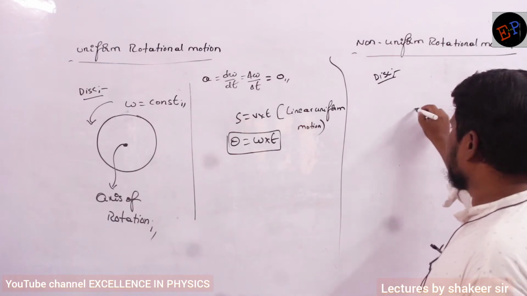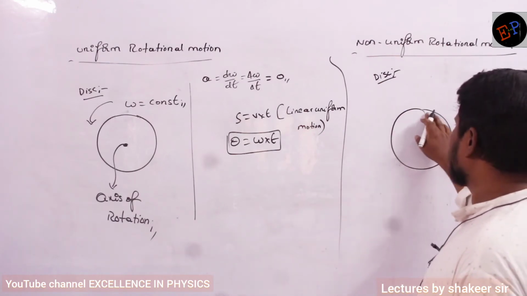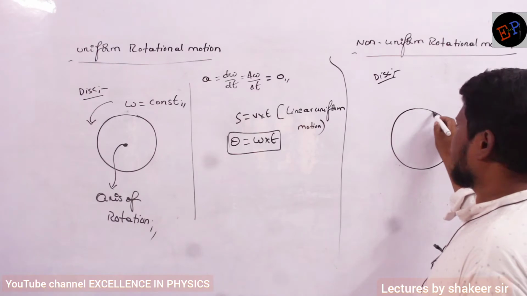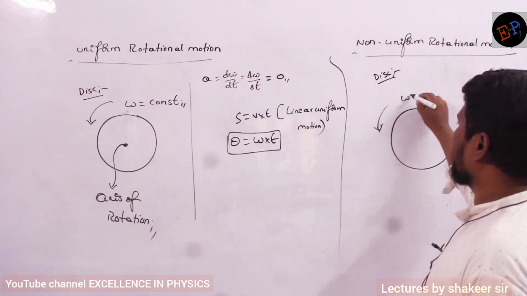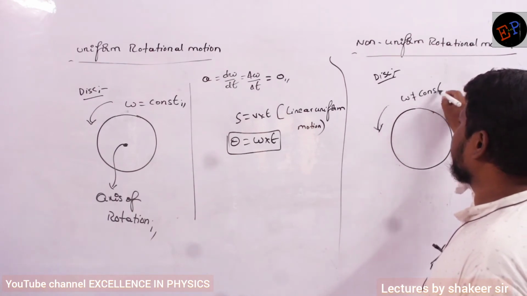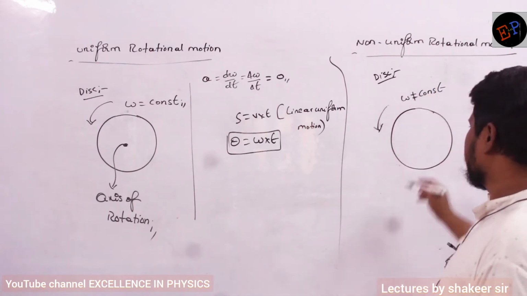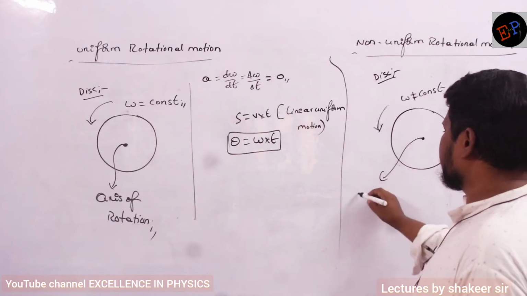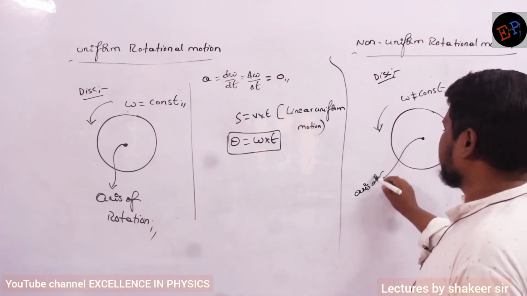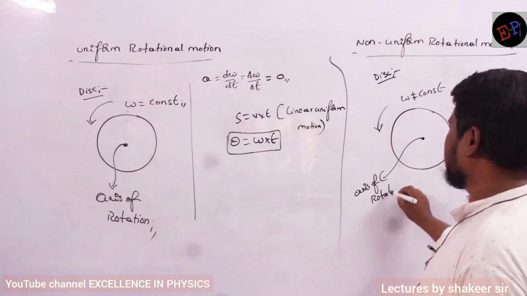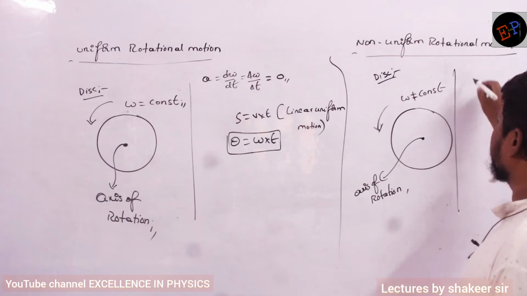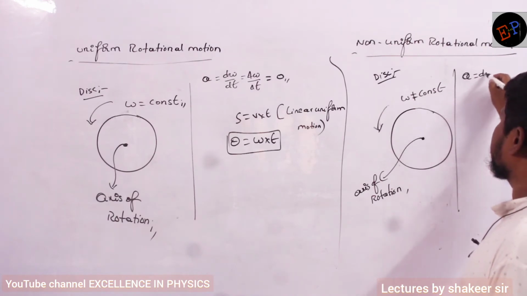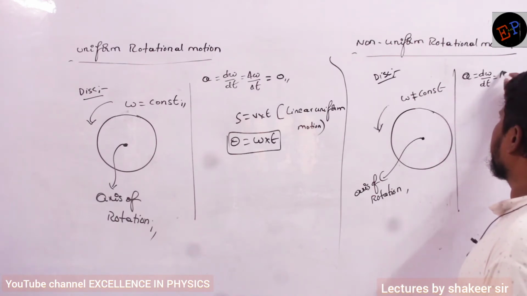Now it is rotating with an angular velocity of omega, but omega is not a constant. This one is the axis of rotation. So if omega is not a constant, then what is the alpha value? Alpha is equal to d omega divided by dt, or you can write delta omega divided by delta t.